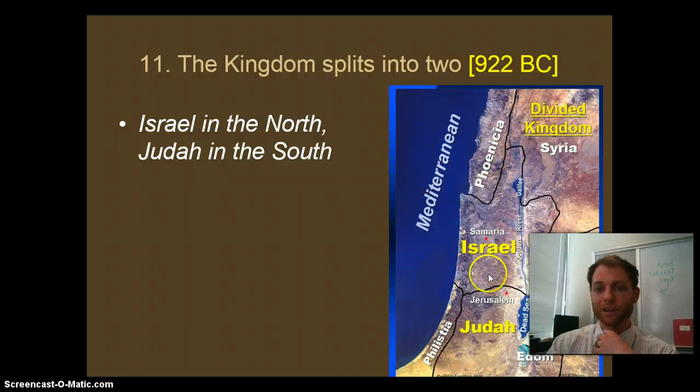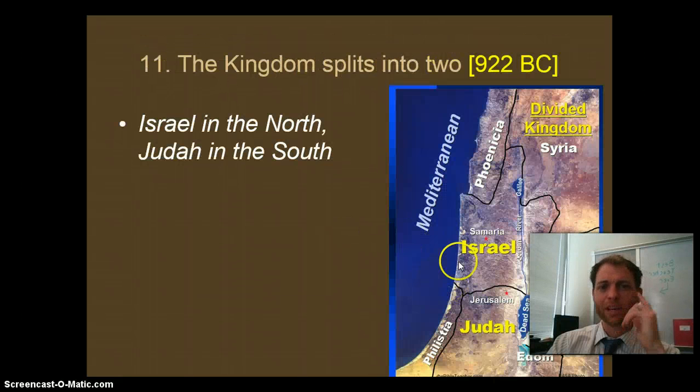The northern kingdom, whose capital is Samaria, is now called Israel, and the southern kingdom, whose capital is Jerusalem, is now called Judah. And this is part of why the Samaritans and the Jews didn't get along in Jesus' time, which is why it's such a big deal when Jesus tells a story about a good Samaritan, because the Jews didn't think that the Samaritans were very good. They weren't supposed to talk to each other.